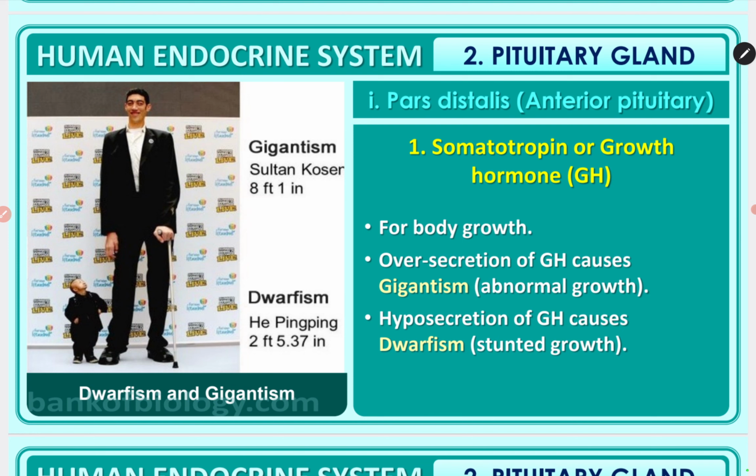First of all, somatotrophin or growth hormone. Here you can see, obviously growth hormone for body growth. Oversecretion of growth hormone causes gigantism, like you see in this diagram. Abnormal growth, and hyposecretion of growth hormone causes dwarfism, that is stunted growth.